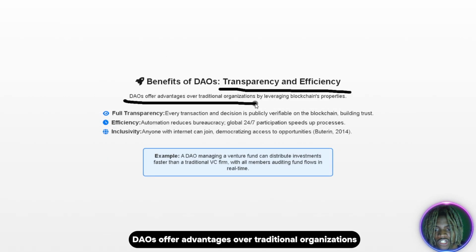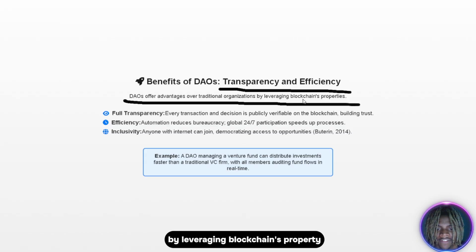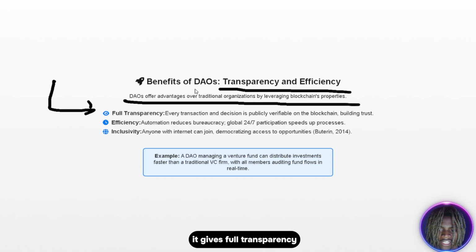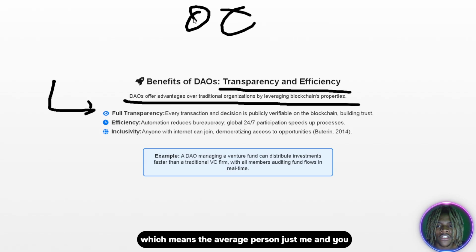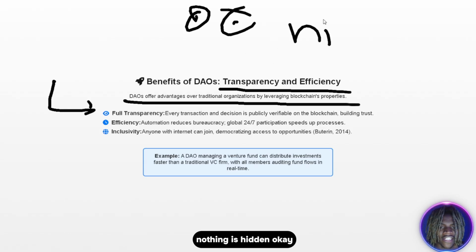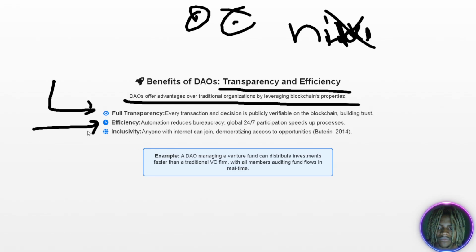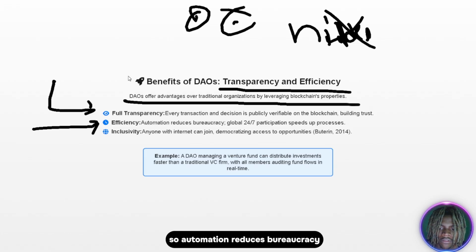DAOs offer advantages over traditional organizations by leveraging blockchain's properties. It gives full transparency, and every transaction and decision is publicly verifiable on the blockchain, building trust, which means the average person, just me and you, we could see absolutely everything that everyone's doing. Nothing is hidden, okay? Everything is going to be in your face. So efficiency: automation reduces bureaucracy, and global 24/7 participation speeds up processes.